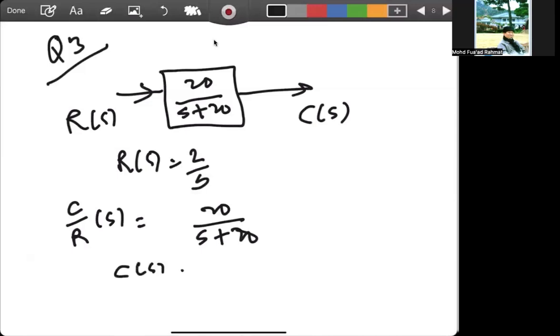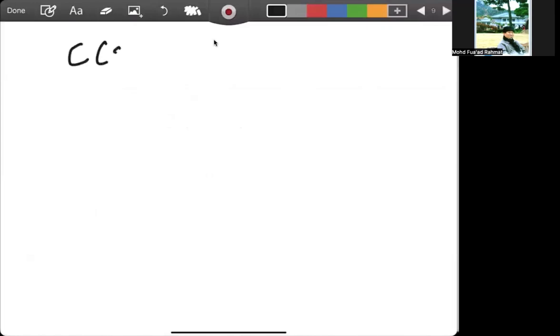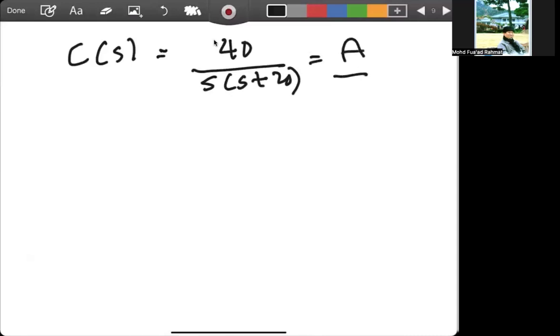But C(s) is equal to 2 over s multiplied by 20 over s plus 20. Put back, it is 40 over s times s plus 20. So we have to do partial fraction expansion to solve this problem.